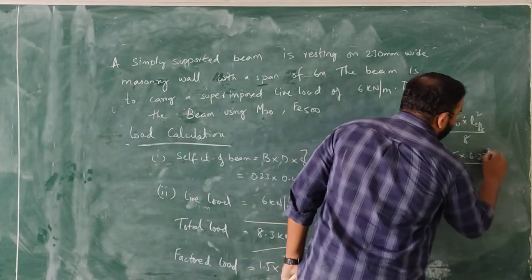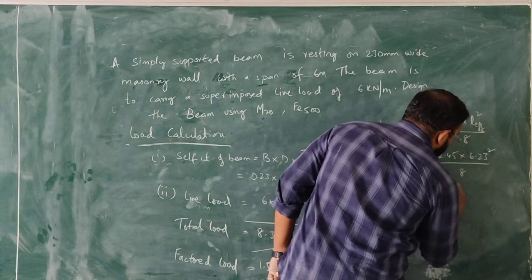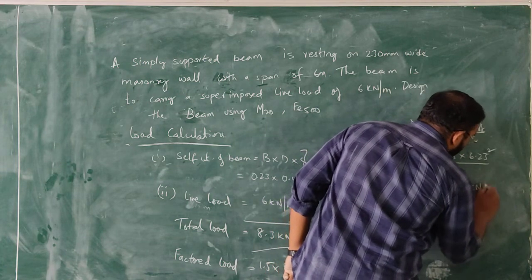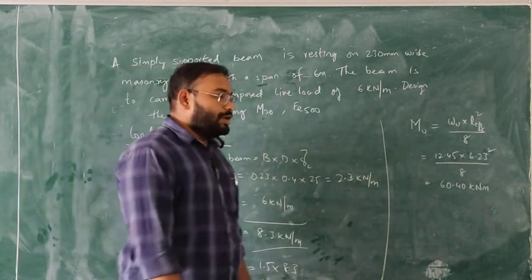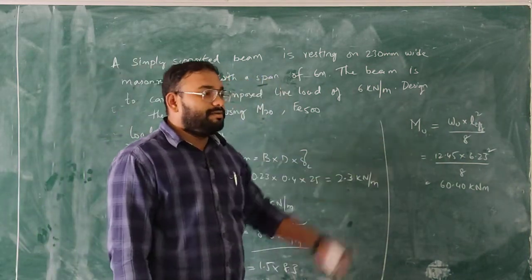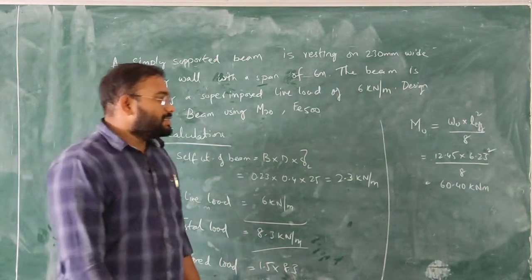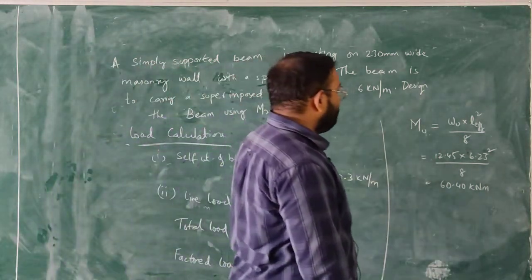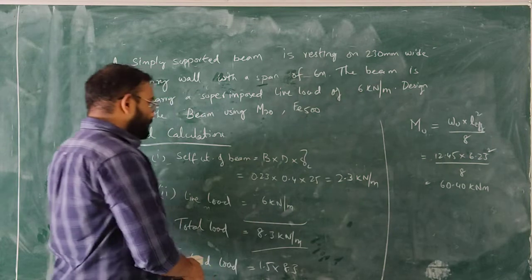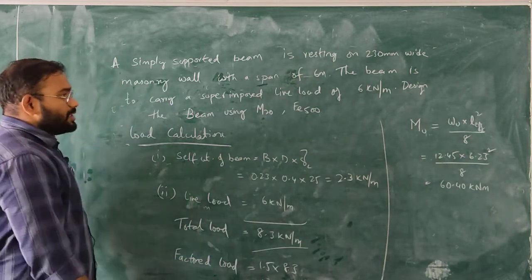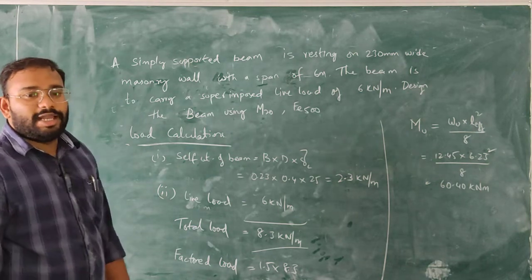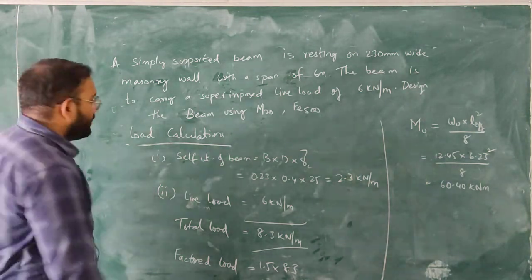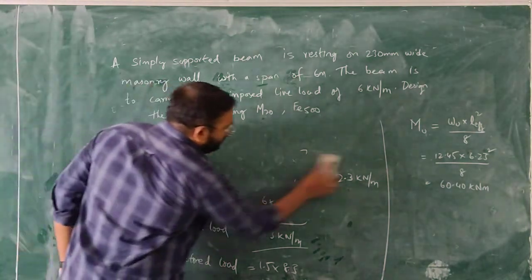Be fast with your calculators. 60.40 kilonewton meter, or you will get 60.40 10 power 6 Newton millimeter, which is 60.4 kilonewton meter. Now, what is your next step? Next step is you need to calculate limiting moment. Okay, limiting moment, Mu lim.